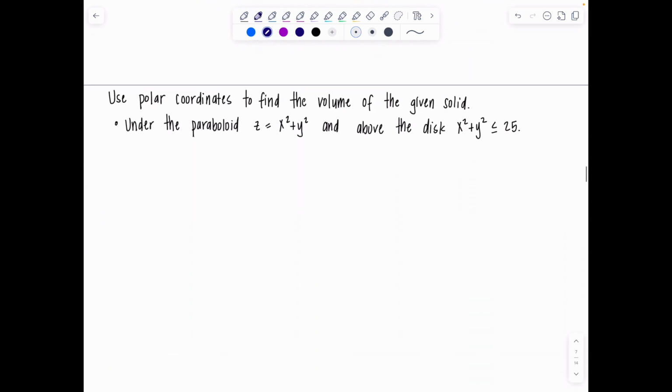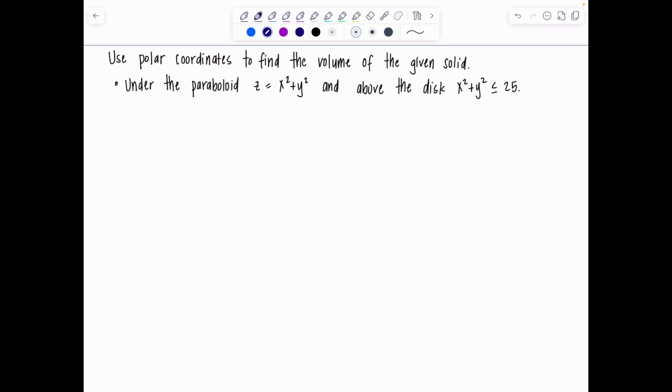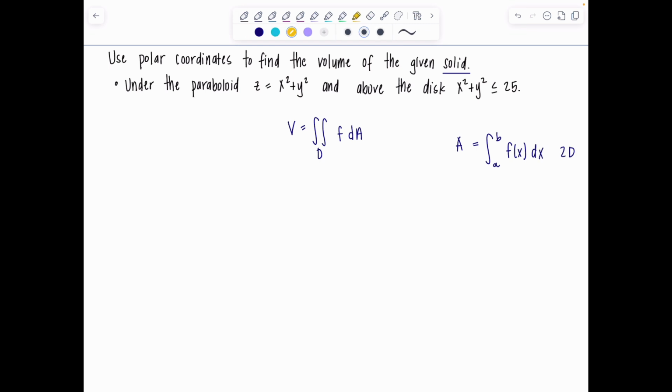Okay. Use polar coordinates to find the volume of the given solid. So now we have a solid. So what we're going to do is if we have volume, remember that's a double integral over some region D, and then you need a function dA. That would give you volume. I've explained this to my classes before. Back in Calc 1, area was the integral from a to b of f of x dx. Area is two-dimensional. And the way to figure that out is one integral sign gives you one dimension, and then this will give you a second dimension.